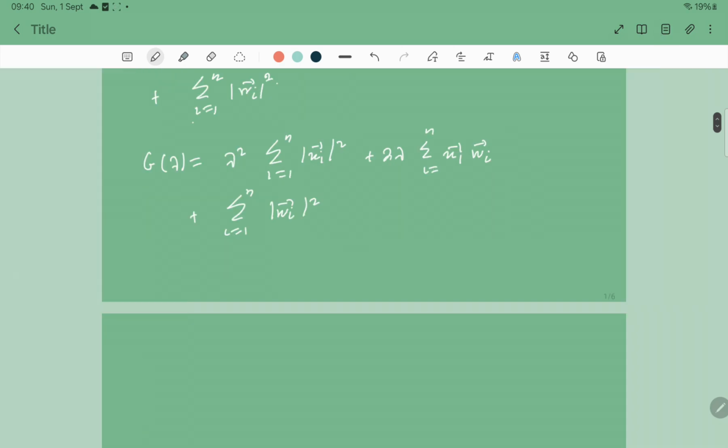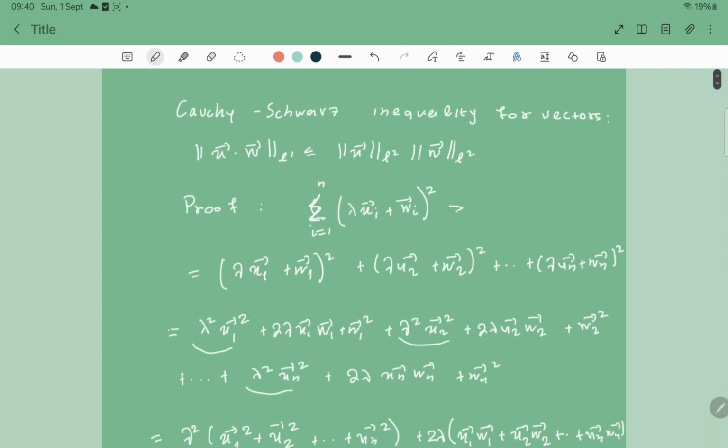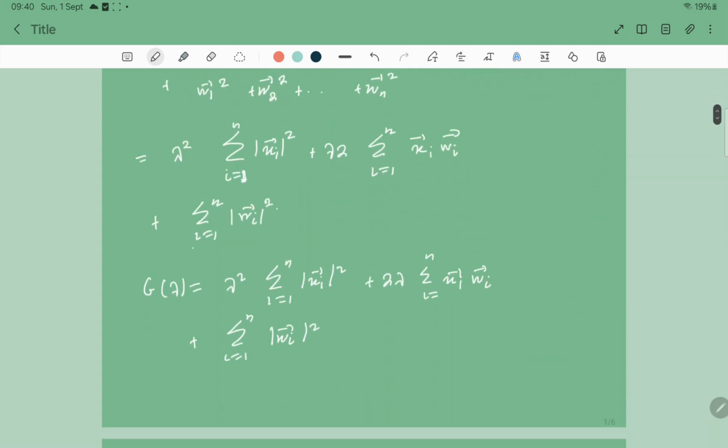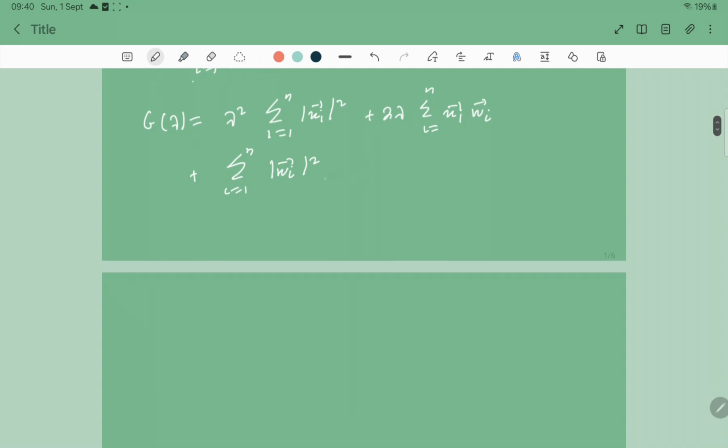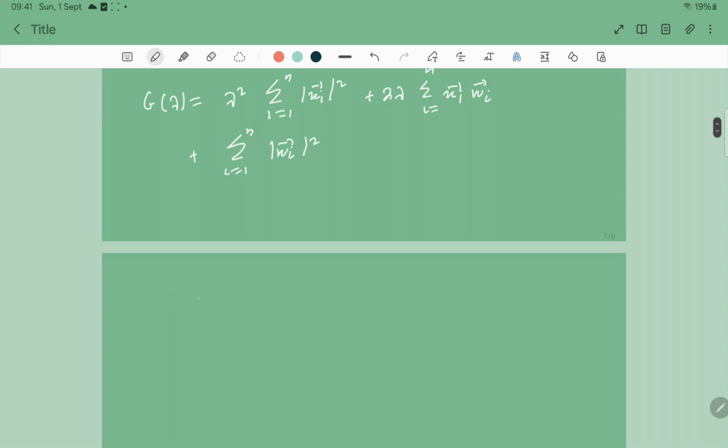Now, in order to have this quantity be bigger or equal to 0, this polynomial should have either a double root or no real roots. So the discriminant should be less or equal to 0. The discriminant, because it's a polynomial of degree 2, is equal to this one squared minus 4 times the product of these two sums.